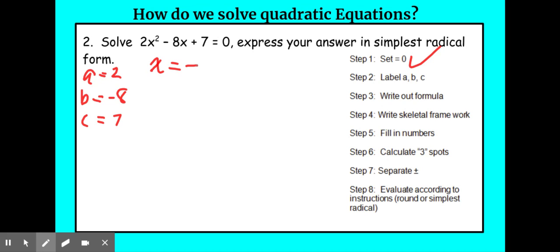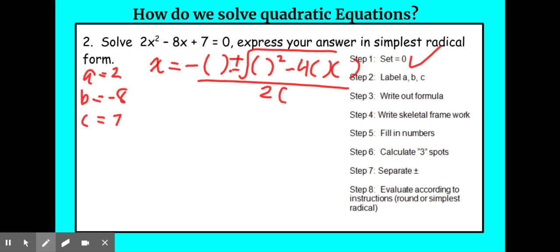X equals negative b plus or minus the square root of b squared minus 4ac all over 2a. Next step is you're going to fill in the numbers in the appropriate spot. So it's negative b, which was negative 8. So you need that double negative, plus or minus b squared, negative 8 squared, minus 4a, which is 2, c, which is 7, all over 2a, which is 2.